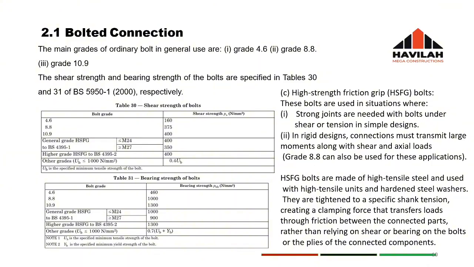Table 30 shows the shear strength of bolts, and we have three major grades of bolts: grade 4.6, grade 8.8, and grade 10.9. These have respective shear strengths, as you can see on table 30, and table 31 shows the bearing strength of the same grades, but with different bearing strengths this time. For grade 4.6, the equivalent bearing strength is 460. Grade 8.8 is 1000. For grade 10.9, the equivalent is 1300 Newton per millimeter square.